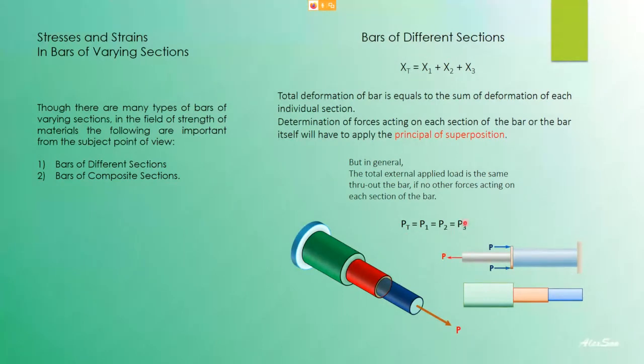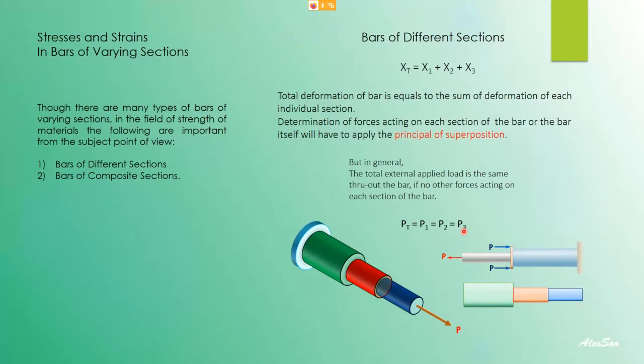Then the next one is that the force acting in section 1 must be equal to the force acting at section 2, and also the force acting at section 3. But this applies only if the forces are acting at the outer edges. If you have forces acting at a section, let's say here and over here, then you cannot use this theory. You have to apply the principle of superposition.